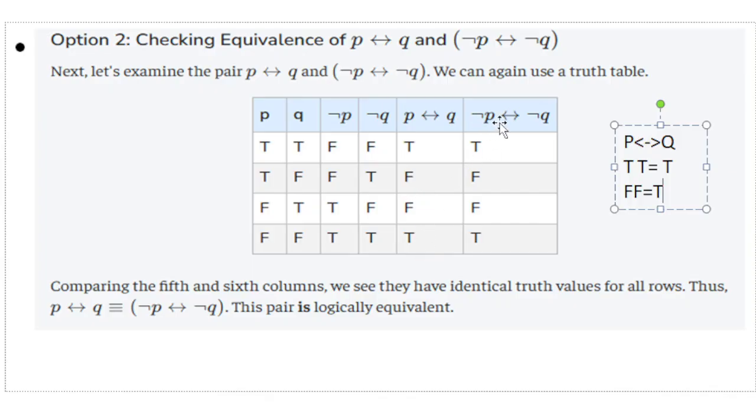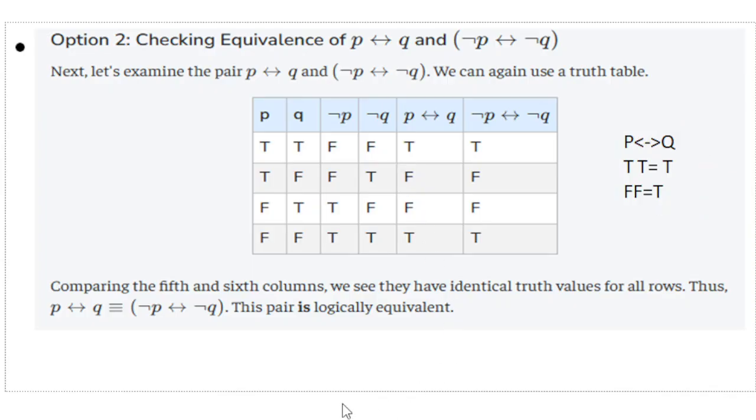Next, negation of P biconditional negation of Q works the same way, where we already found these two tables. Wherever the same value comes, both false, false, there we will put true. Here also both are the same, so true. So these two columns are equal. So from this truth table, we can conclude that these statements are equal.